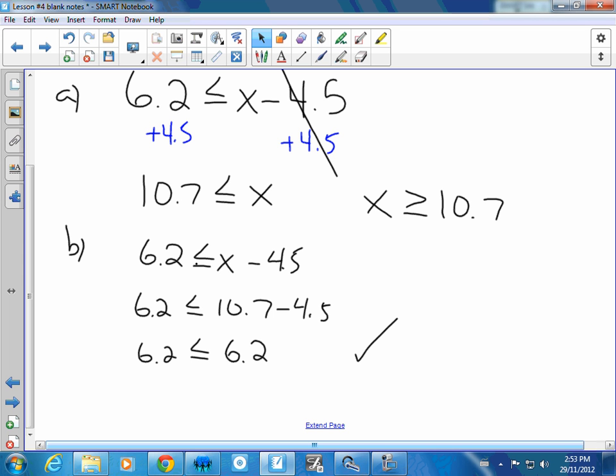Now what do we have to do? Graph it. So what do we need? We need a number line, don't we? Yeah. Okay, now, this is a little tricky, this one. Why is it tricky? It's a decimal, isn't it? You could guess if you wanted to, so you'd go between 10 and 11 and try to figure out where it is.